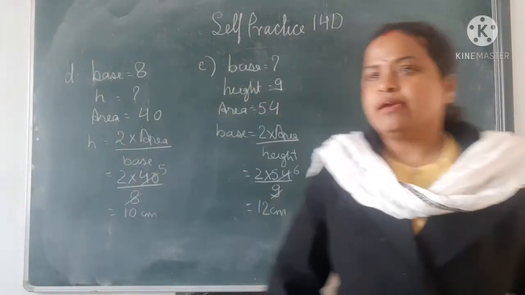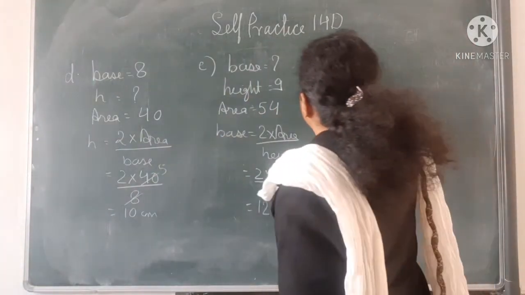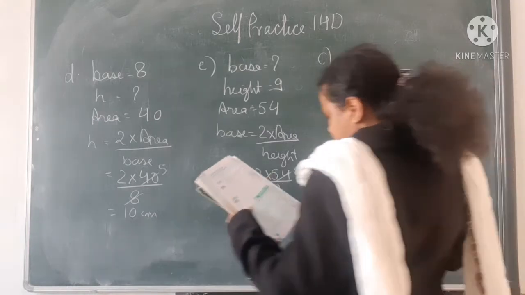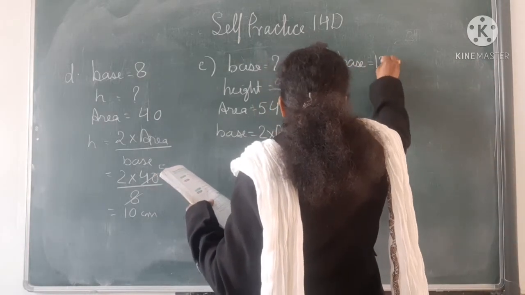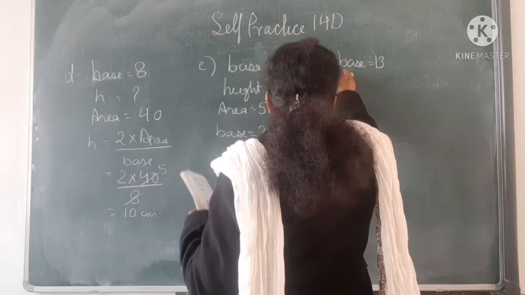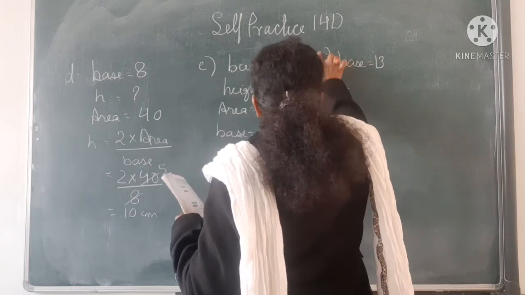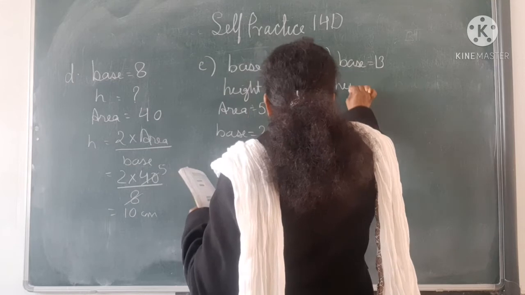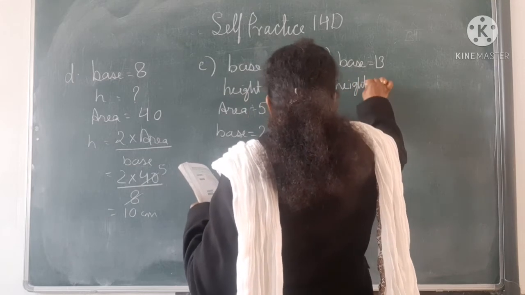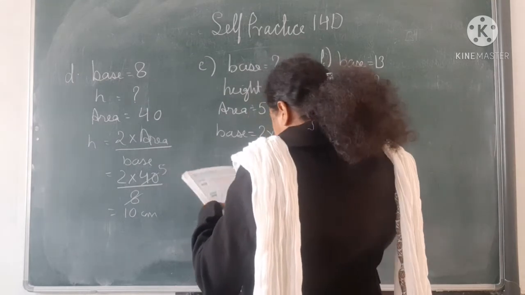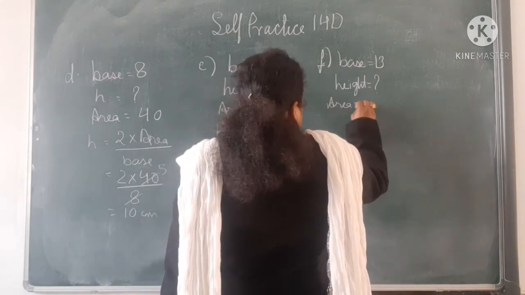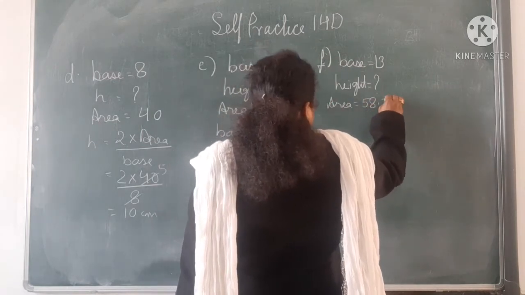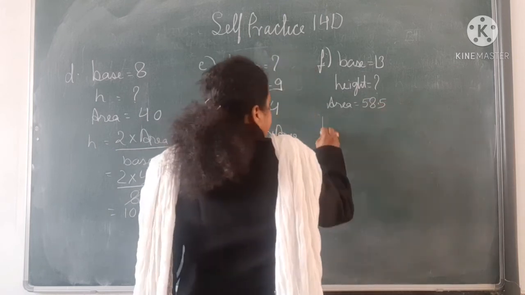Okay, same way see the F part of it. Base is given as 13 and height is not given. Height is not given and area is given as 58.5. So what will be your height here?